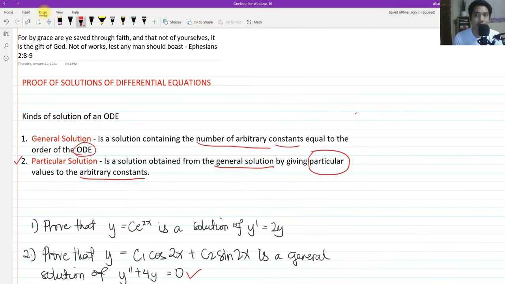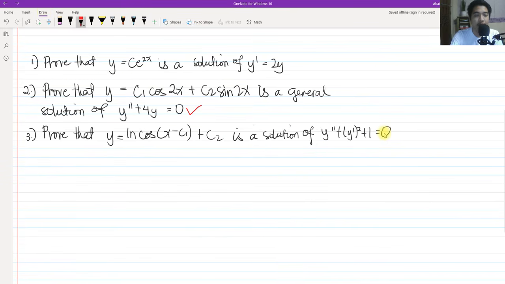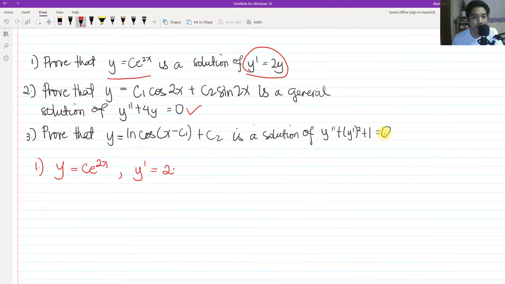Okay, so we will be trying to prove some of the solutions of the differential equation, and let's see if that is actually a solution. So number one, let us prove that y equals c e raised to 2x is a solution of the differential equation y prime equals 2y. So what are we going to do first? We have to prove that this y equals c e raised to 2x is a solution of the differential equation y prime equals 2y.